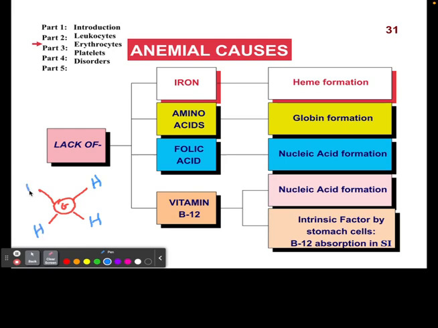So if this is my hemoglobin, we can discuss again what it's made of, which we already have, but let's talk about it again, with some of the things that can cause some complications. So, number one, iron.